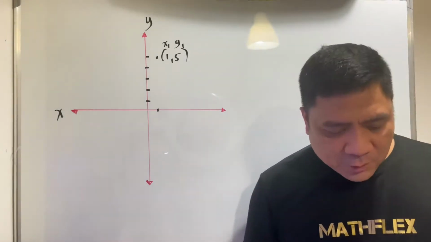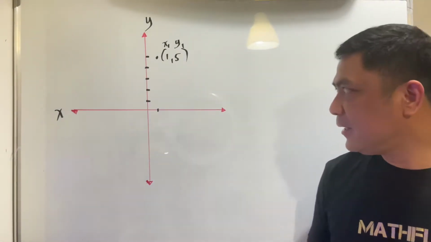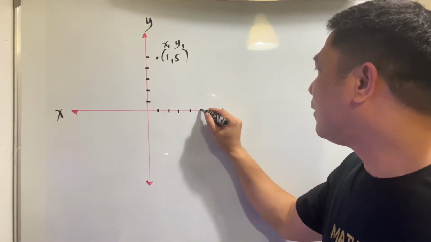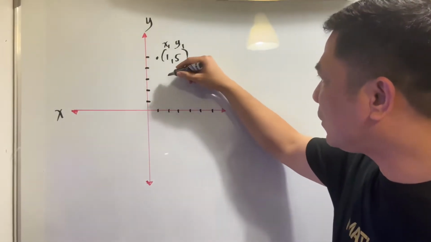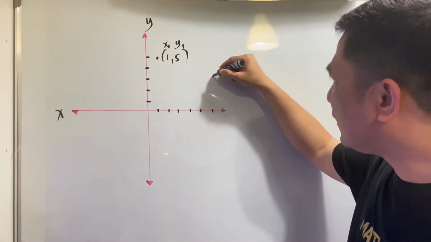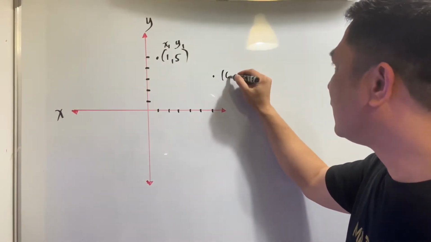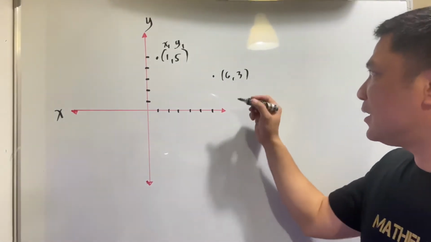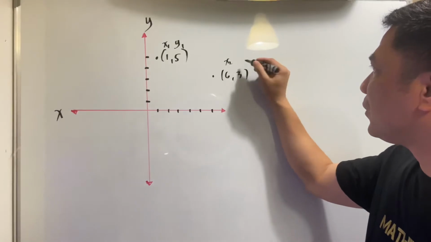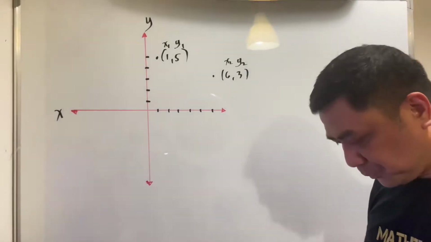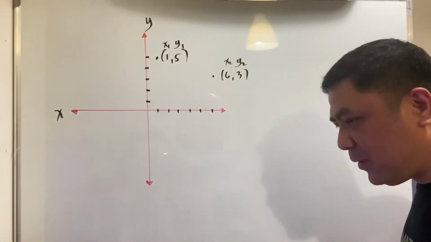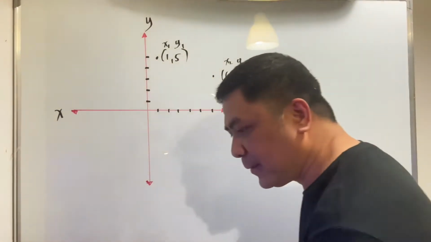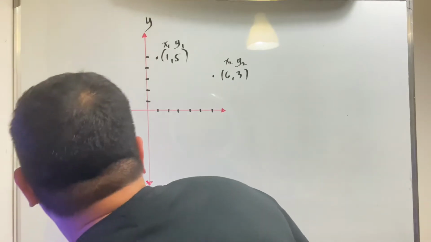And then the second point, it says (6, 3). That is 2, 3, 4, 5, 6, and then 1, 2, 3. So this is our second point, which is (6, 3). We can also designate this as our x2, y2. The problem now is asking what is the distance between these points. So let's try to connect these 2 points first.